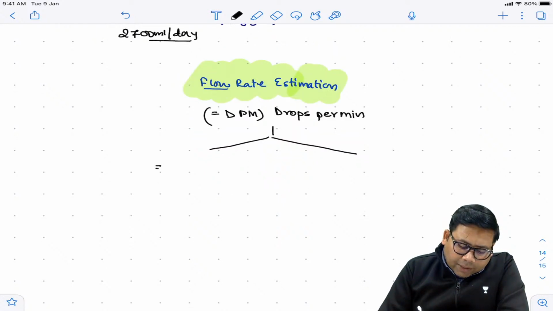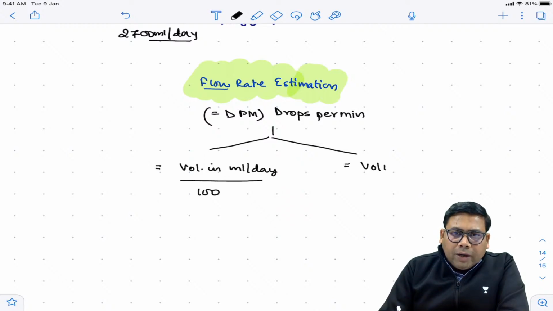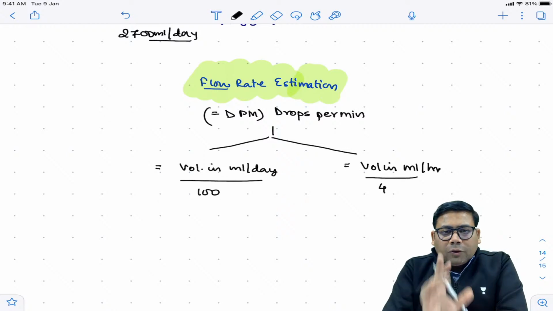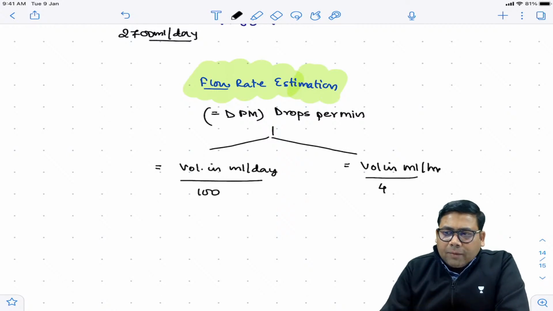Drops per minute is defined as volume in ml per day divided by 100, or volume in ml per hour divided by 4. So there are two tricks: volume in ml per day divided by 100, or volume in ml per hour divided by 4.